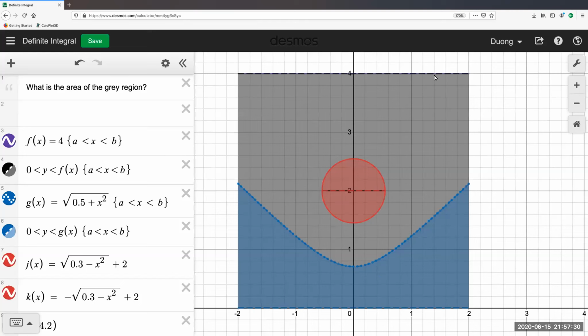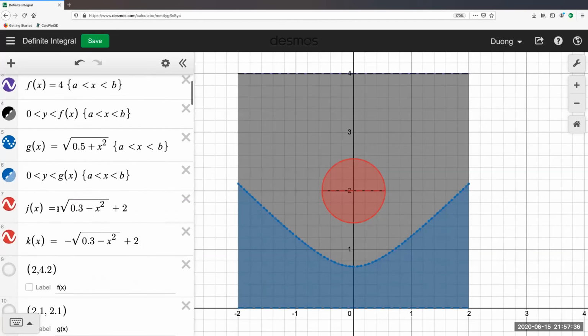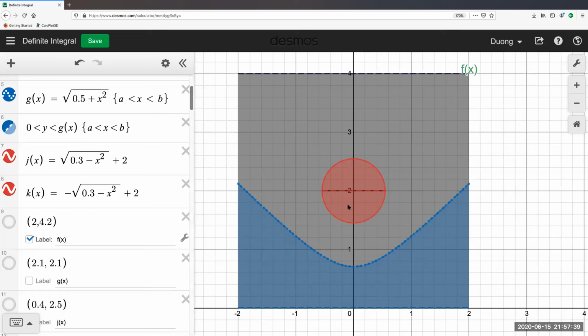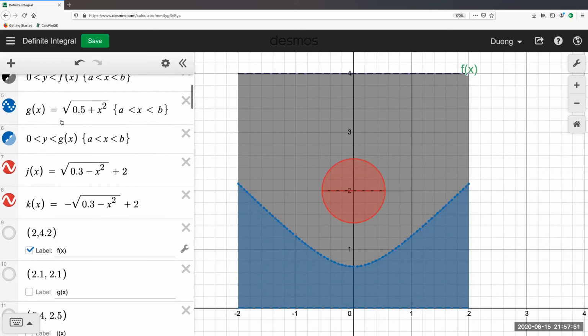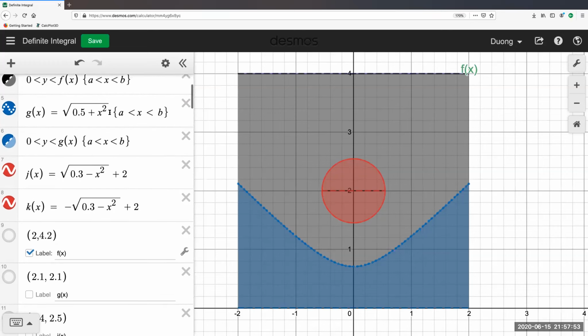So first I have a line here, let's say y equals 4. I call it the function f of x equals 4. I label it. And I have a curve, a blue curve right here. Then I go ahead and figure out the formula for this blue curve. And it turns out the formula for this blue curve is square root of 0.5 plus x squared. And I call it the function g of x.